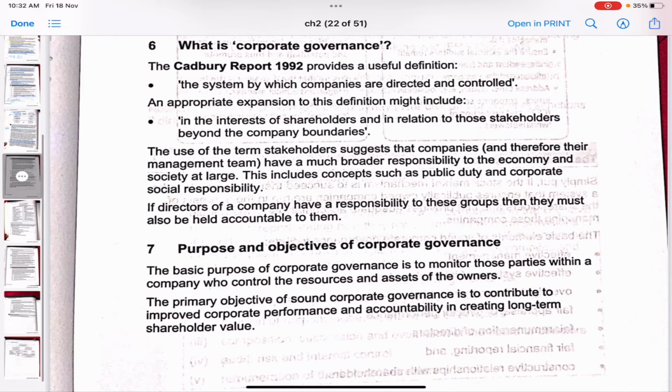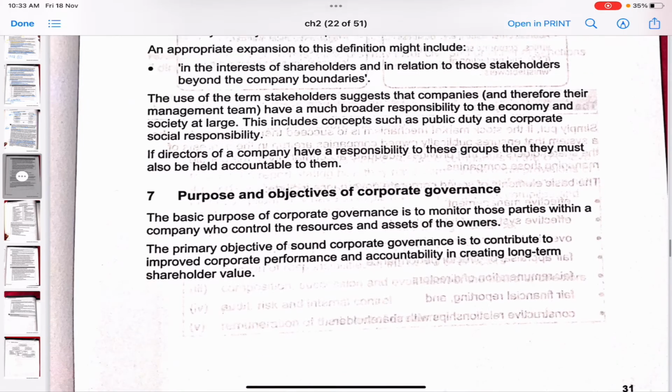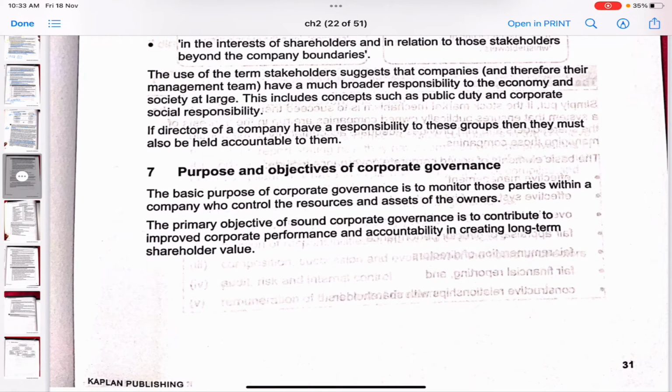Okay, now we all know what corporate governance is. Now let's see what the Cadbury report 1992 has said. What definition the Cadbury report has given of corporate governance: the system by which companies are directed and controlled. So, what is corporate governance? It is basically a system using which the companies are directed and controlled, in the interests of shareholders and in relation to those stakeholders beyond the company boundaries.